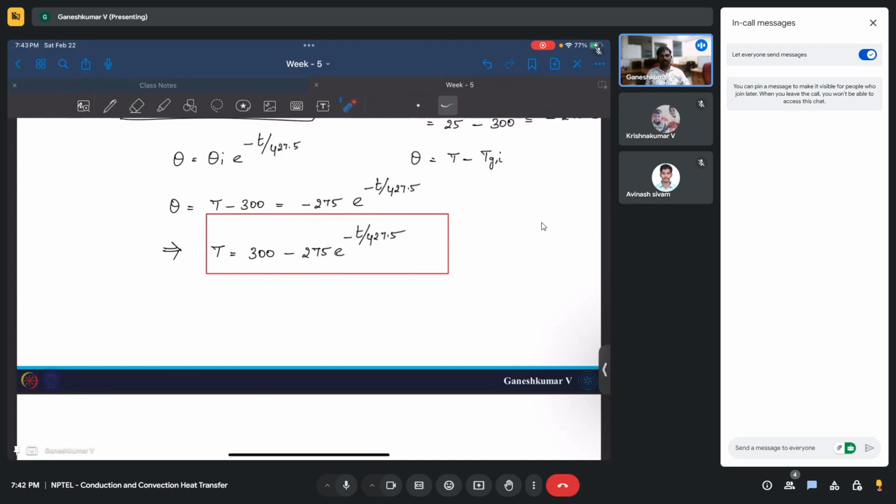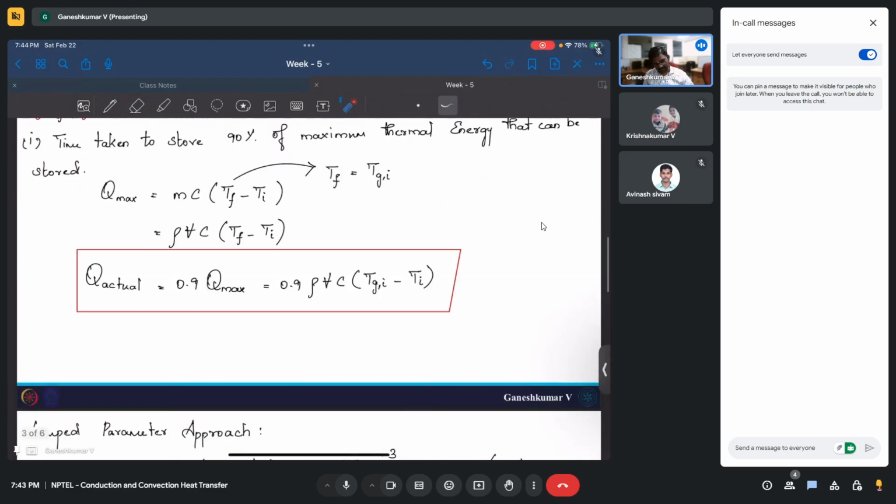Or let's say, how much time does it take to reach 200 degrees Celsius? If I want to know, you just substitute 200 here and rearrange this equation, and this will give you t, the time at which the temperature is 200 degrees Celsius. All these things you can find. Now this actually concludes the problem, but still we won't be able to answer our question.